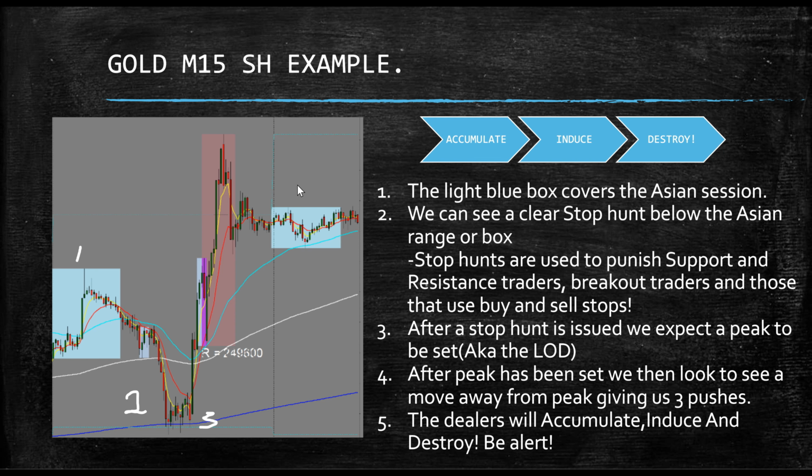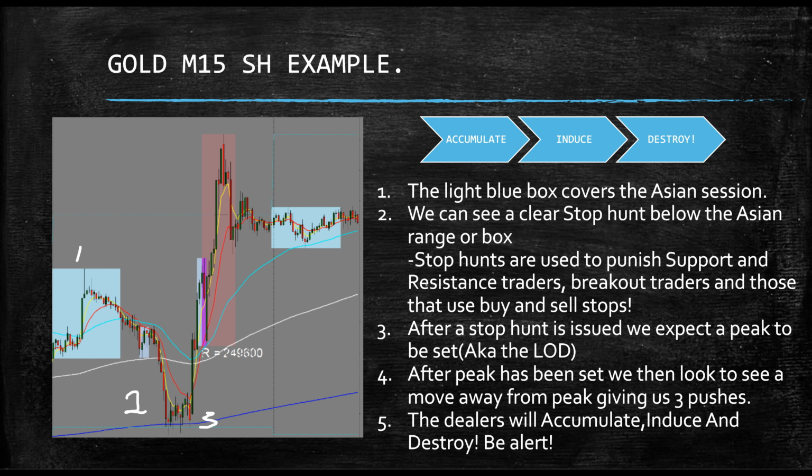Right, so the light blue box covers the Asian session. We can see a clear stop hunt below the Asian range or box. Stop hunts are used to punish support and resistance traders, breakout traders, and those that use buy and sell stops. Right, so after a stop hunt is issued, we can expect a peak to be set, also known as the low of the day, depending on the direction.